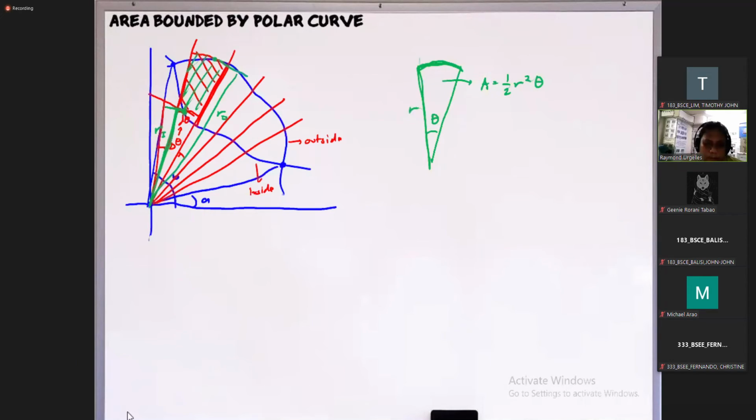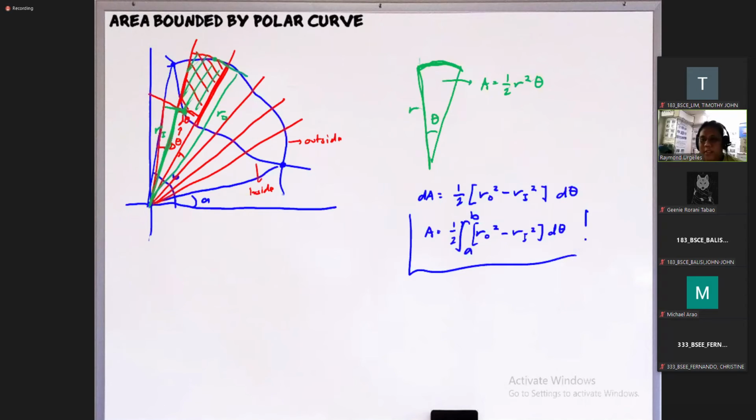Therefore, yung magiging equation natin dito is the differential area for the sector, given by 1/2 times r outside squared minus r inside squared, multiplied by d theta. Solving for the area, integrate lang natin to. So this is 1/2 integral of r outside squared minus r inside squared d theta, with limits of integration from theta equals a to theta equals b. This is our area bounded by a polar curve, kasi nga sa polar curve, r and theta yung given.